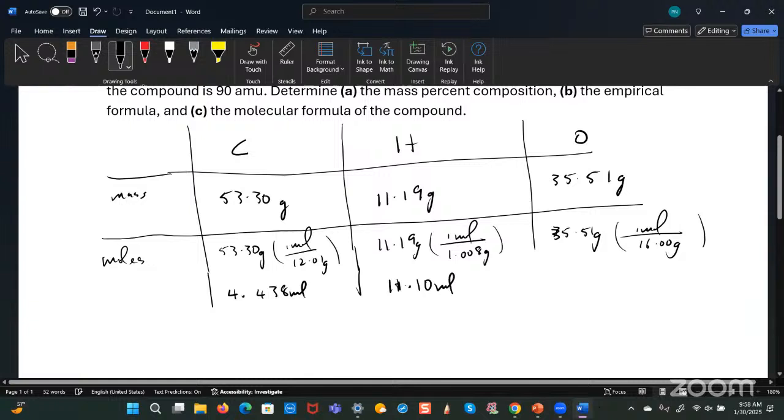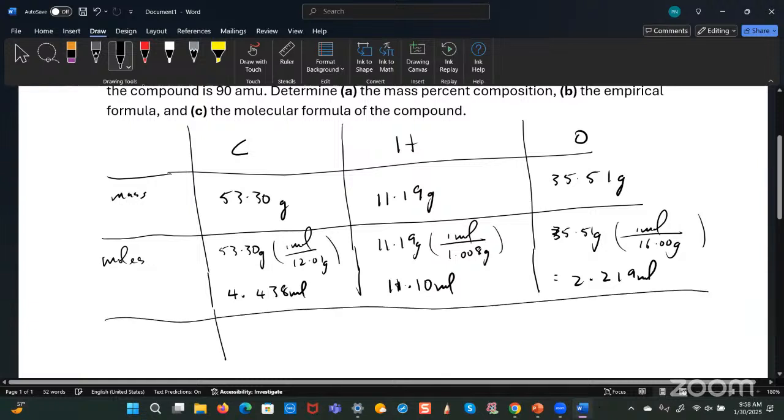And in the case of oxygen, 35.51 divided by 16, and I got, in that case, 4 sig figs again, 2.219 moles. All right, okay. So these are the moles. So what's the next step? What you said, Mr. Erlandson, what's the next step?